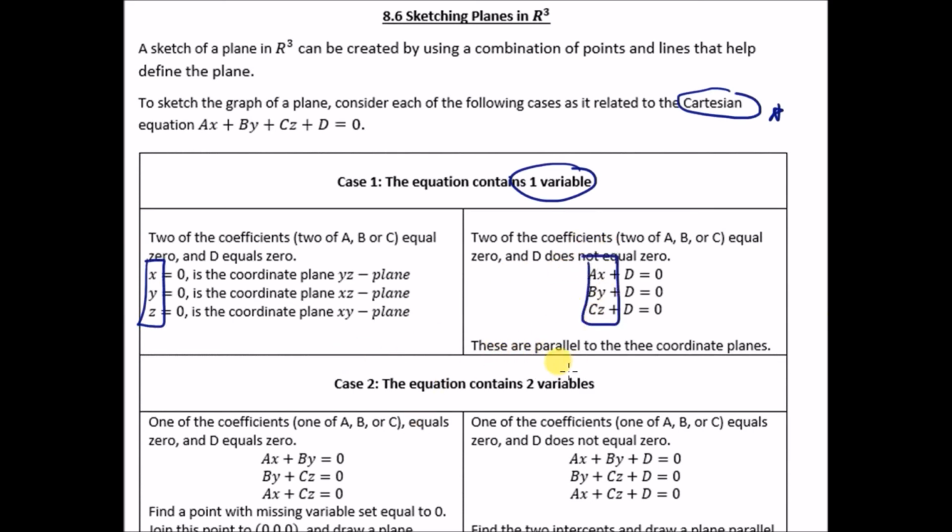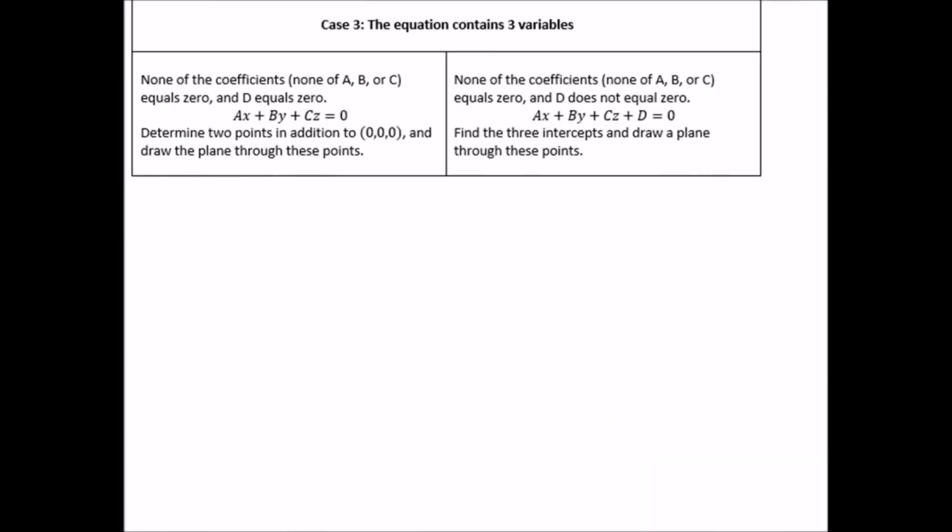Case two is when the equation contains two variables. So for example, xy or yz or xz. Or the same situation over here. And then I'll flip the screen. Case three is if the equation contains three variables, so the entire thing, x, y, and z.